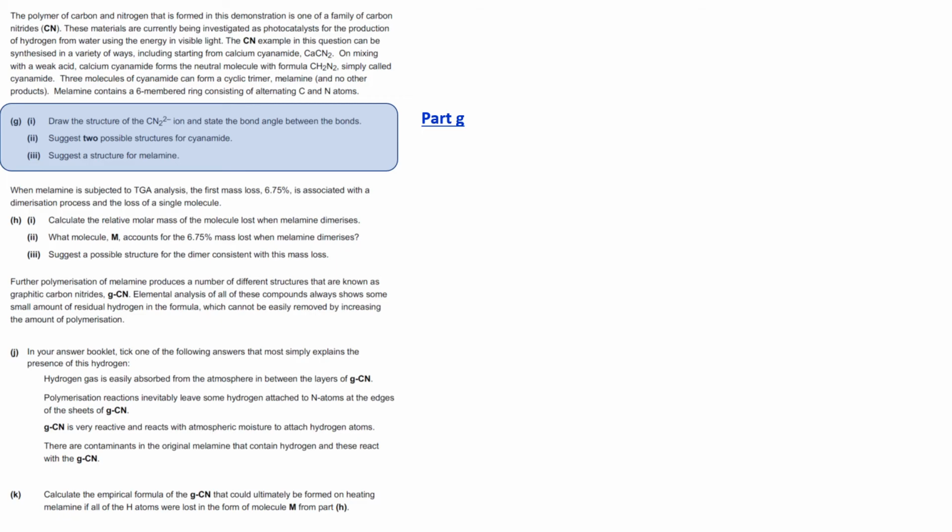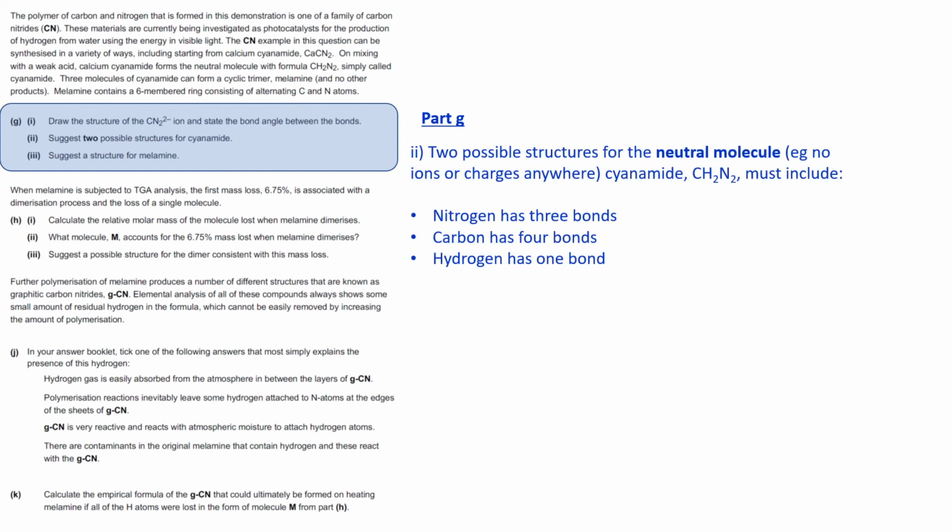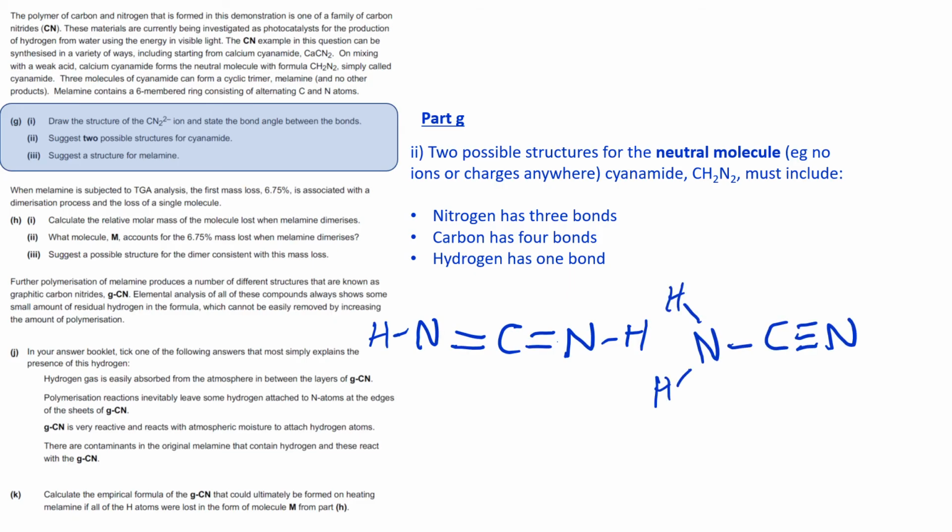Okay, so it then suggests 2 possible structures for cyanamide. Cyanamide in the question says that it's CH2N2, must include nitrogen having 3 bonds, carbon having 4, hydrogen having 1. I know I keep coming back to this, but these are the basic principles that allow you to work out these application type questions. So that's one way of doing it, and that's another way of doing it.